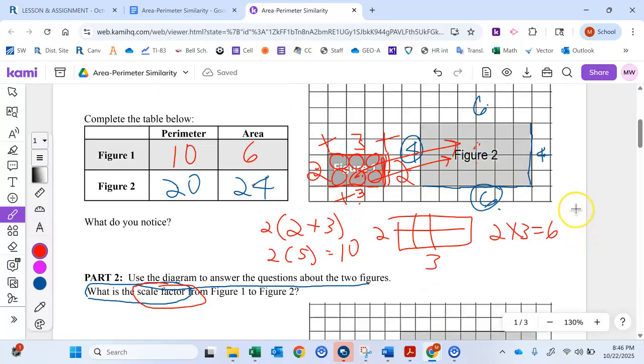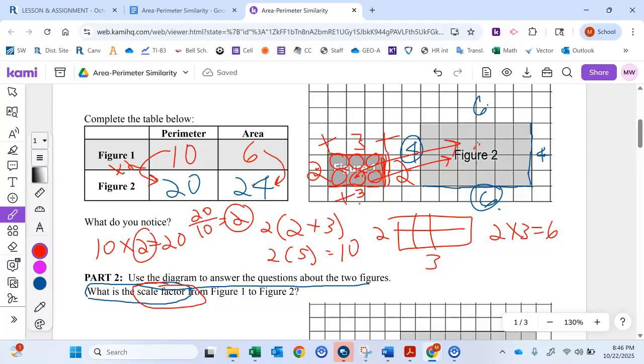The scale factor for the perimeter: what do we do to get from here to here? Well, that's times 2, right? 10 times 2 equals 20. Or we can go 20 divided by 10, and that is equal to 2. Either way, the scale factor is 2.